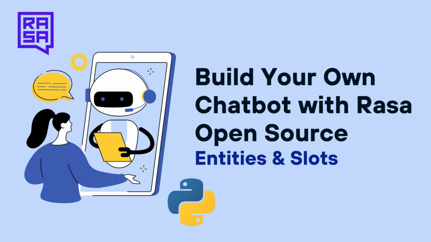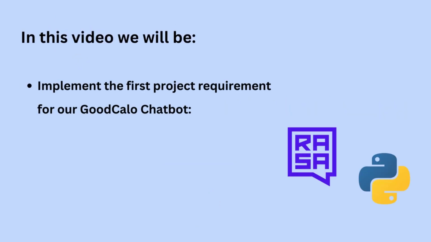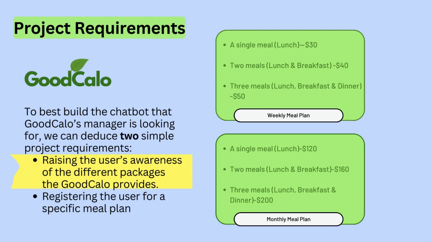In this video, we will be implementing the first project requirement for a Good Kalo chatbot, which, if you remember, is to raise the user's awareness of the different packages of Good Kalo, which are the weekly meal plans of a single meal or two meals or three meals, as well as the monthly meal plan of a single meal or two meals or three meals. To do so, we will be following the following flowchart.